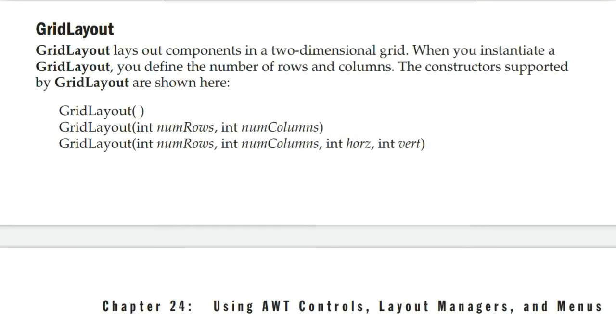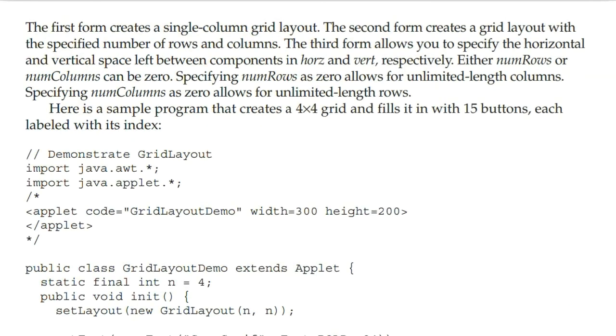GridLayout. GridLayout lays out components in a two-dimensional grid. When you instantiate a GridLayout, you define the number of rows and columns. The constructors supported by GridLayout are shown here: GridLayout(), GridLayout(int numRows, int numColumns), GridLayout(int numRows, int numColumns, int HORZ, int VERT). The first form creates a single column grid layout. The second form creates a grid layout with the specified number of rows and columns.